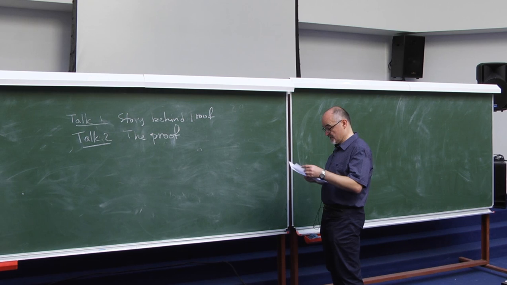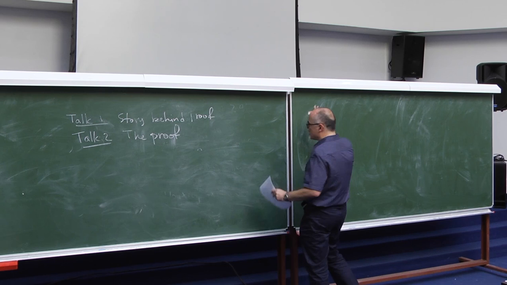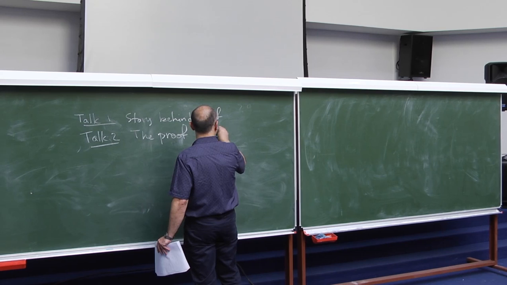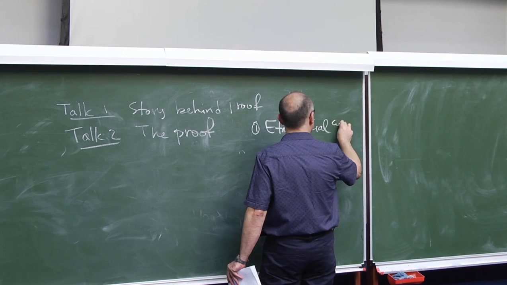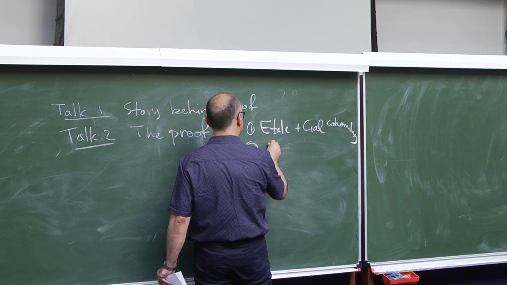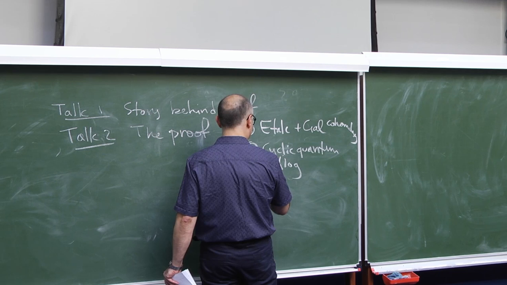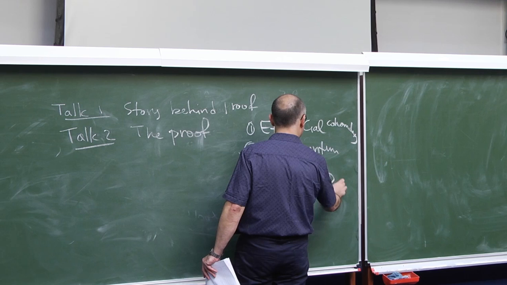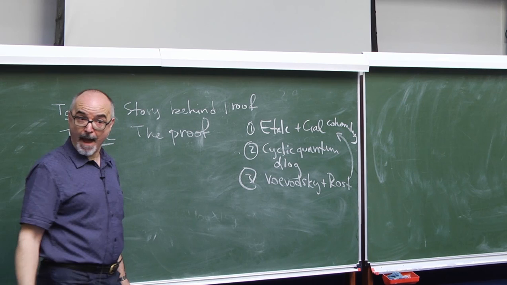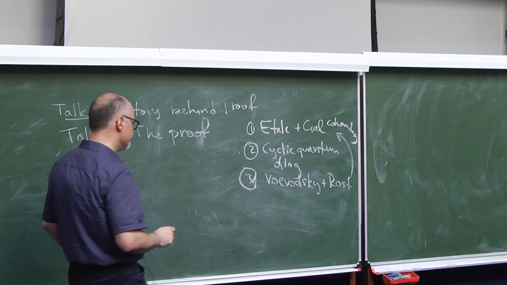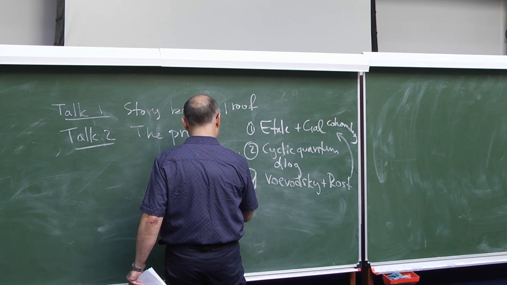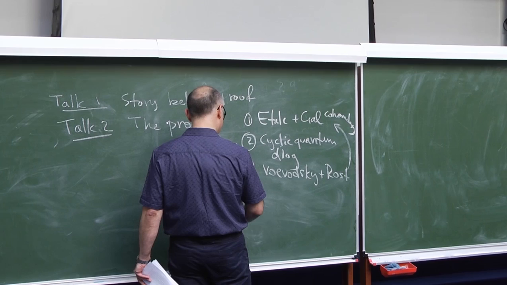Okay. So I'll just make a few statements. Maybe before I tell you the proof, I'll give you some ingredients of the proof. The proof uses étale and Galois cohomology. It uses something called the cyclic quantum dilogarithm. It uses the main theorem of Voevodsky and Ross, the Fields Medal theorem, that a certain map is an injection. It uses a paper from 1993 of Kashaev.